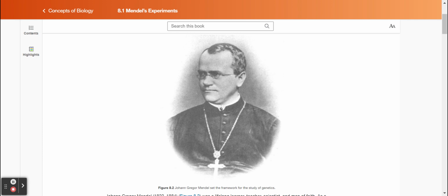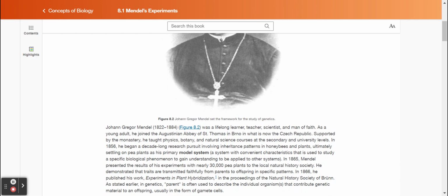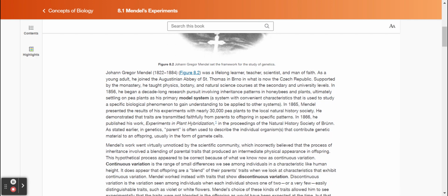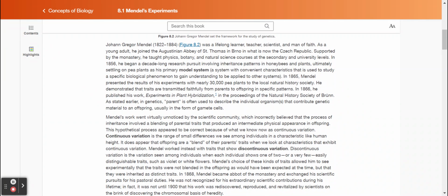Figure 8.2. Johann Gregor Mendel set the framework for the study of genetics. Johann Gregor Mendel, born 1822, died 1884, was a lifelong learner, teacher, scientist, and man of faith. As a young adult, he joined the Augustinian Abbey of St. Thomas in Brno, in what is now the Czech Republic. Supported by the monastery, he taught physics, botany, and natural science courses at the secondary and university levels.